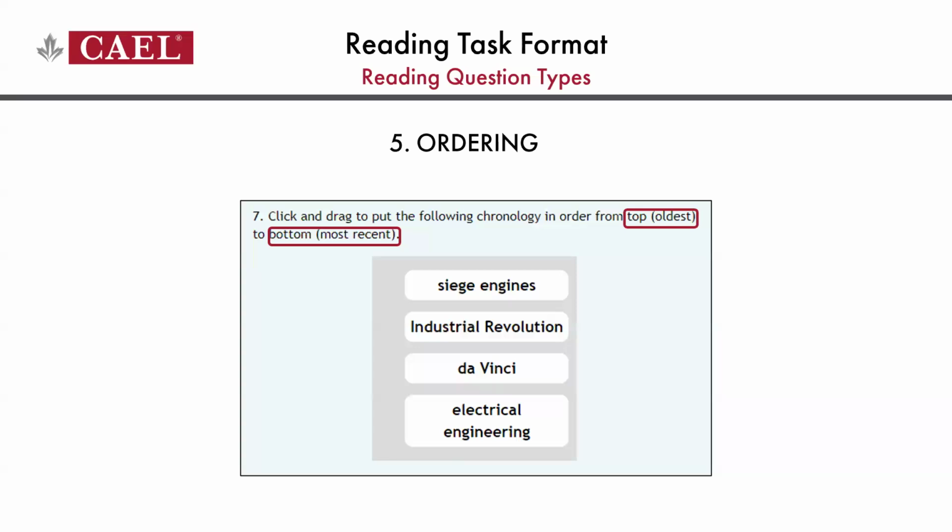So using your mouse, you're just going to click on one of these boxes, keep the mouse button suppressed and drag the term up or down in the list. And when you're happy with where you're going to position that term, just release the mouse button. So you're going to reorder or rearrange all of these 4 terms until you get them in the order they're asked for.